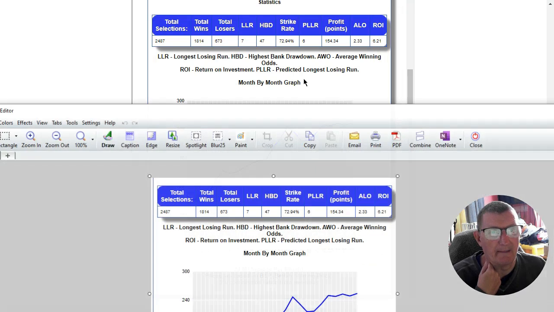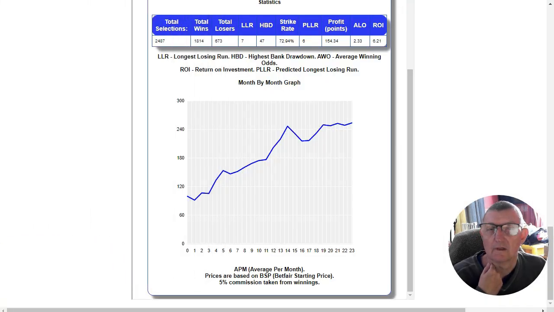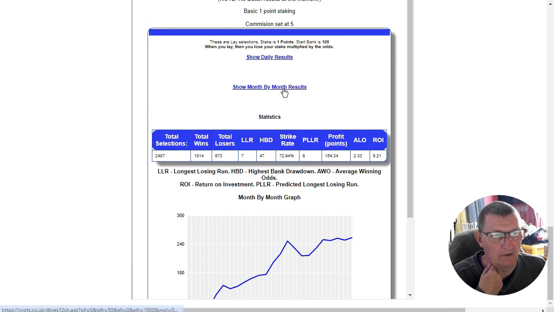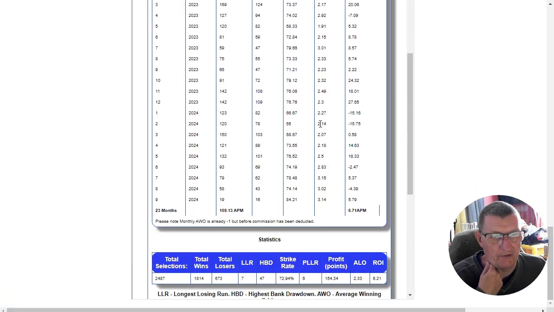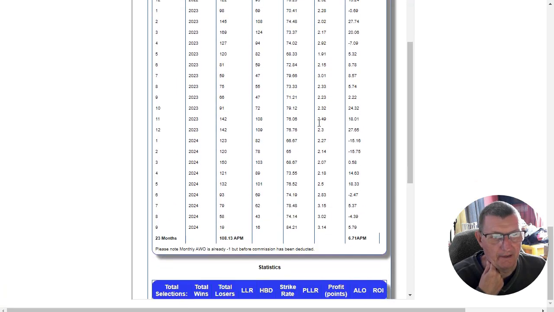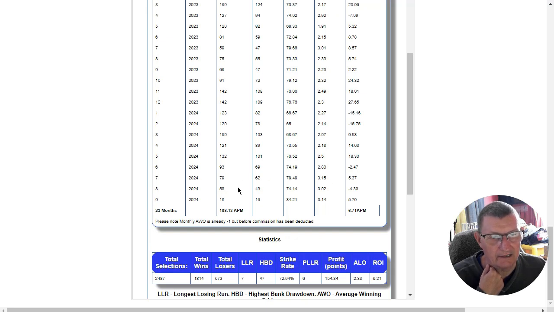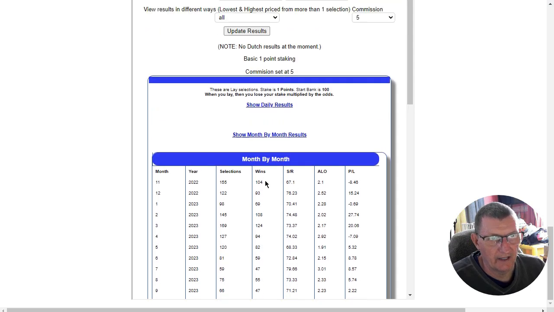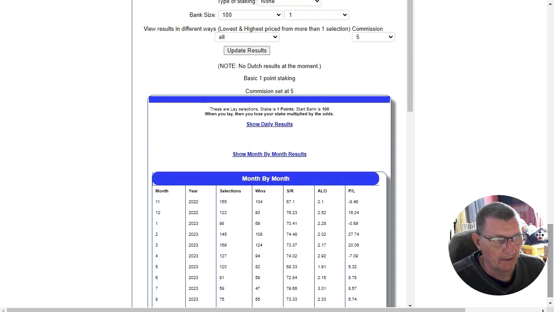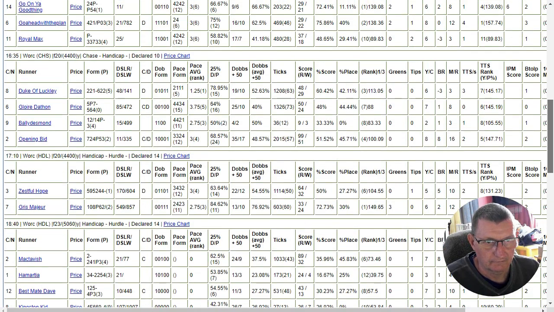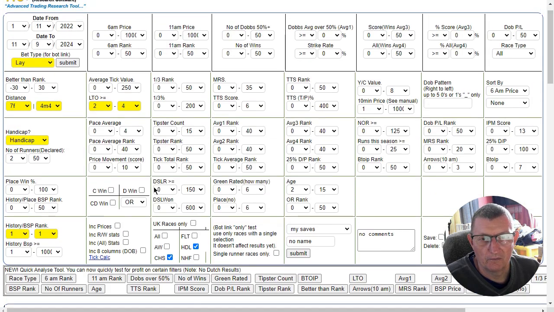Okay, so we want to get better using this. So how many selections have we got? We've still got quite a few selections a month. And don't forget, we're outside of the chase and hurdle races really at the moment. We're coming to the end of the flat season, so we'll be coming back into them anytime now. Okay, so we seem to be all right with that.